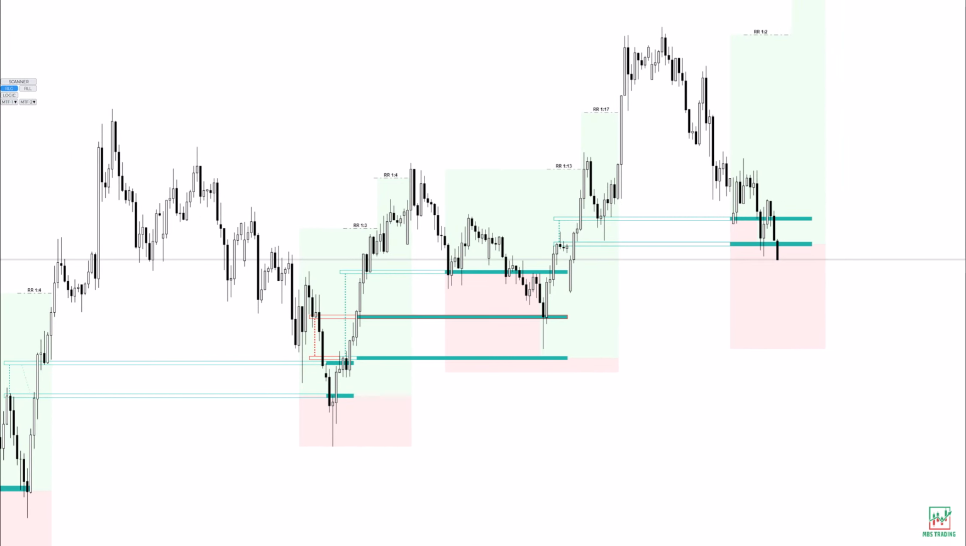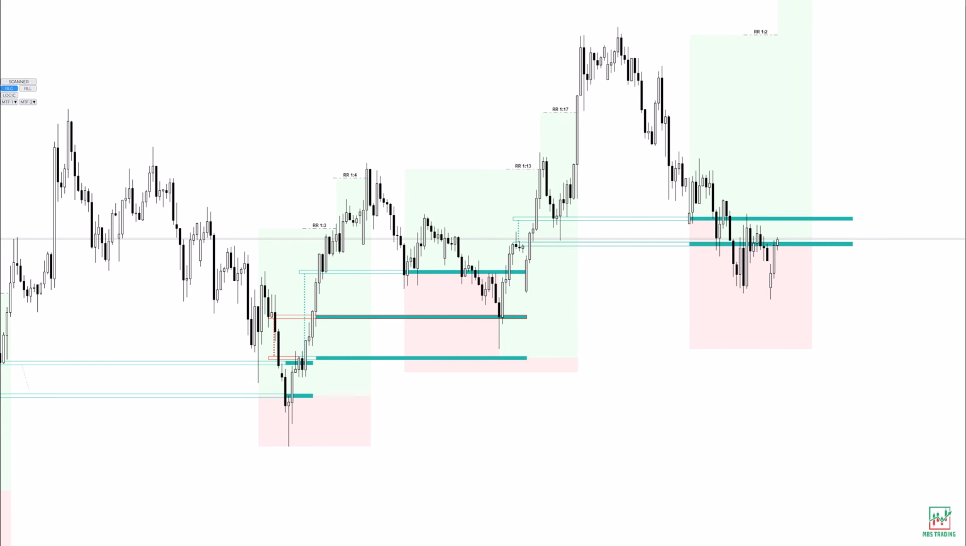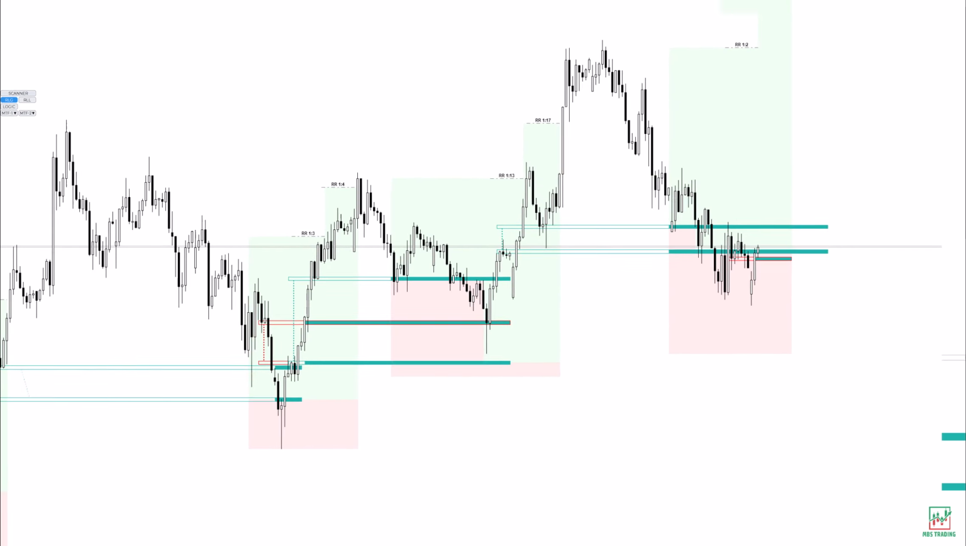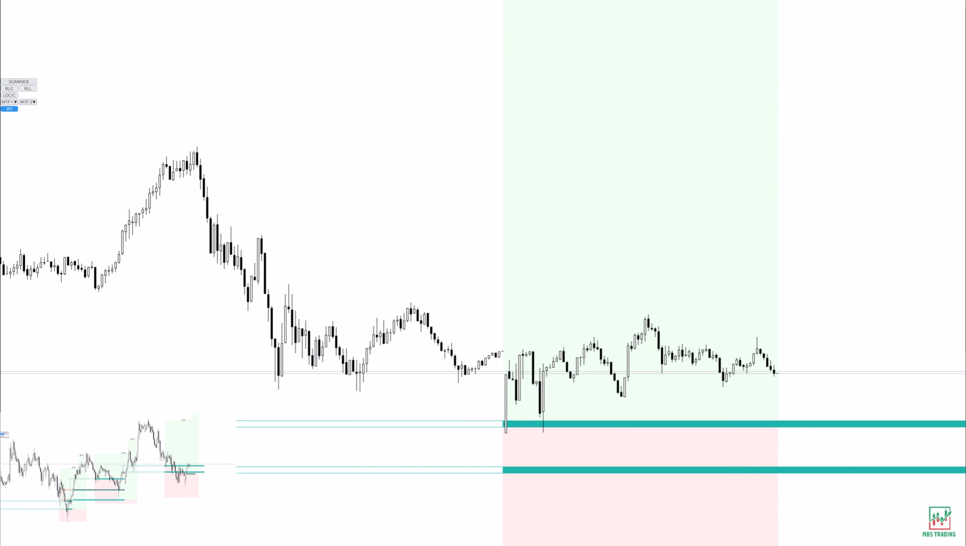MTF1 button. Multi-time frame mode. When a level is found on a higher time frame, it is more advantageous to search for an entry on a lower time frame. This approach helps avoid most losing trades and significantly increases the win rate.